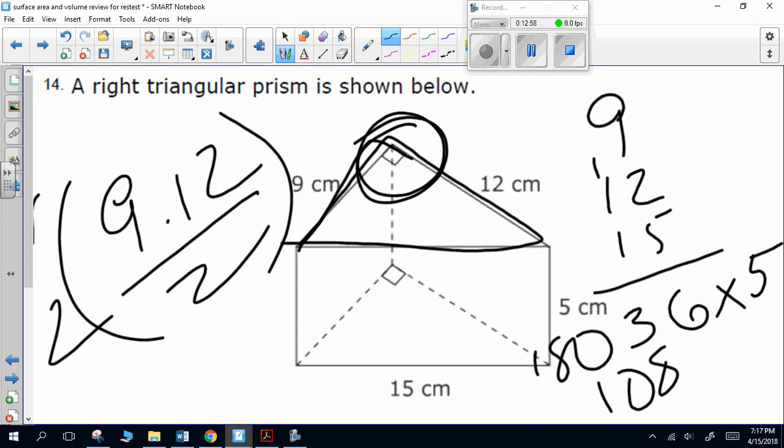So make sure you do the questions you got wrong, staple them to the front of your test, give it to me tomorrow. Thanks.